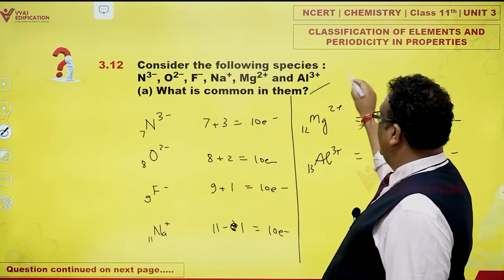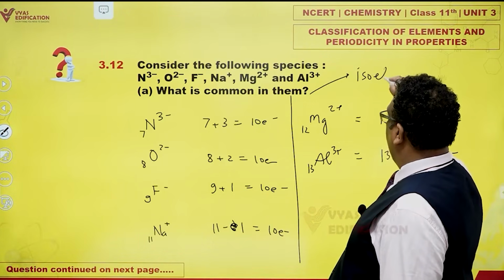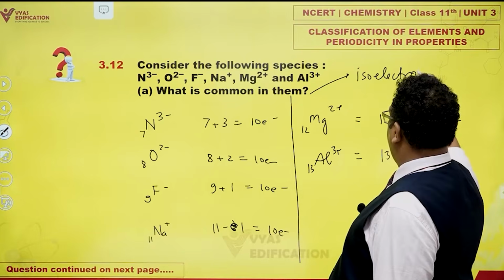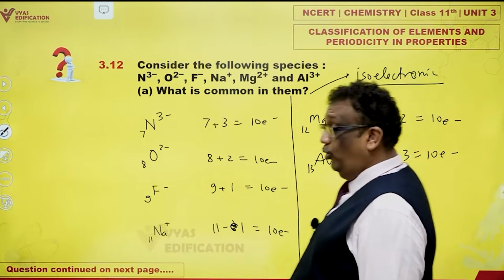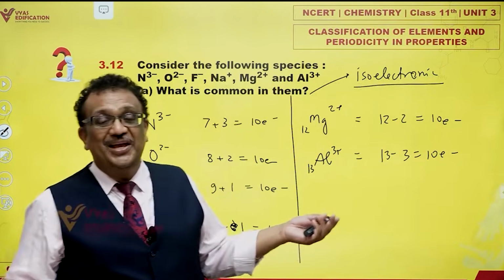So what is common in them? They are all isoelectronic. They have the total number of electrons the same.